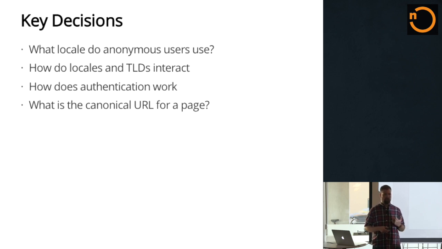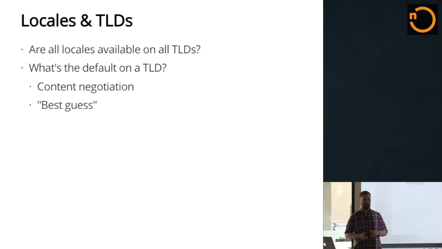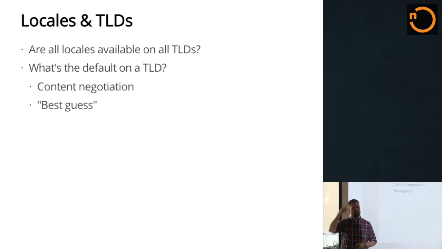How do, if you're going to do multi-TLD, how do they interact with locales? And that actually raises another question, which we'll talk about in a second, is how does authentication work? How does it work across all these different top-level domains? And finally, what is the canonical URL for a page? So locales and TLDs, these are the decisions we really had to focus on when we were starting to internationalize Eventbrite and provide it in all these locales.